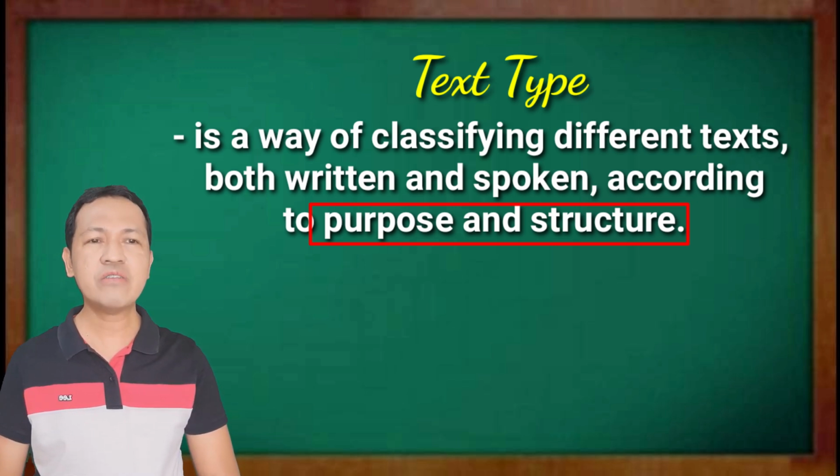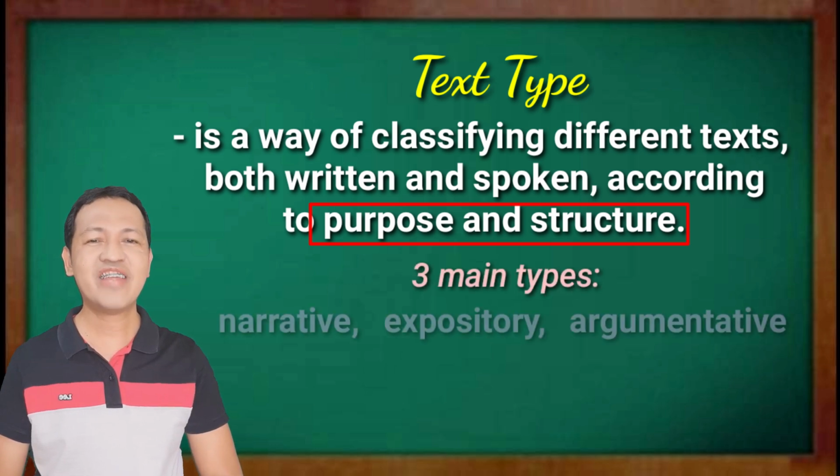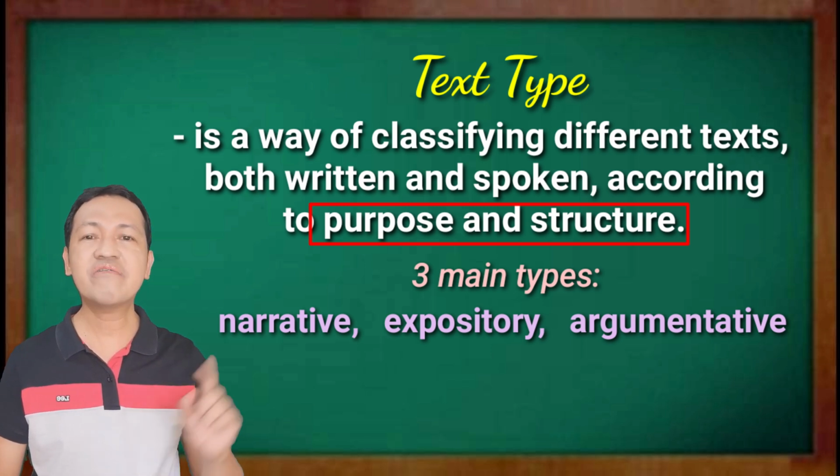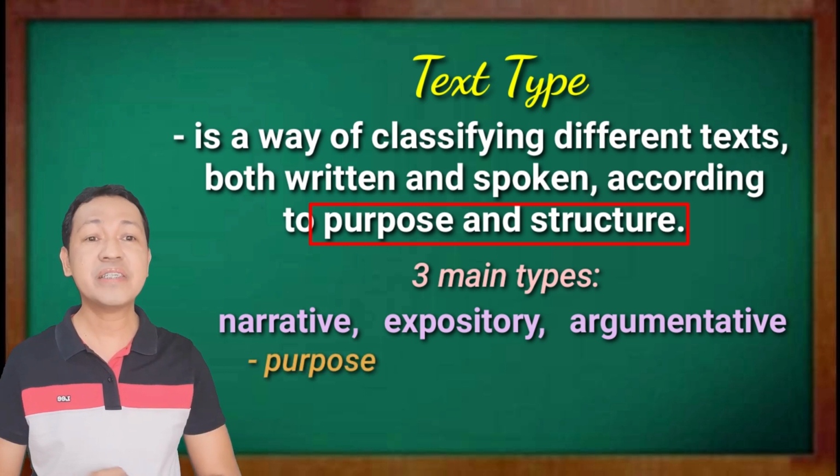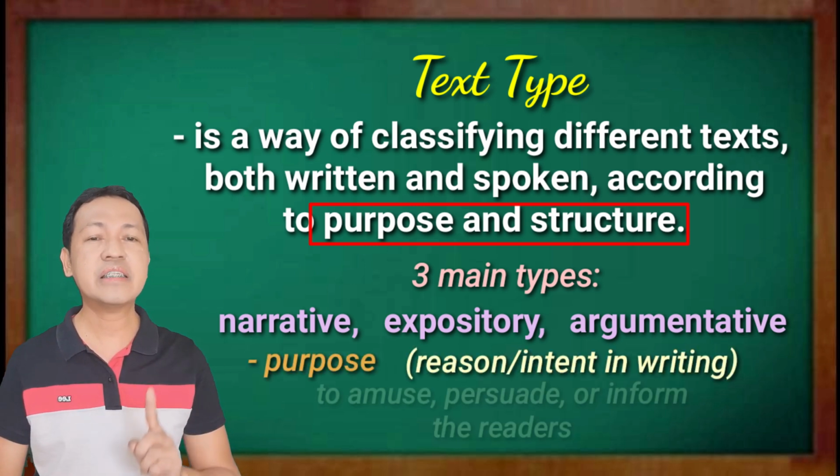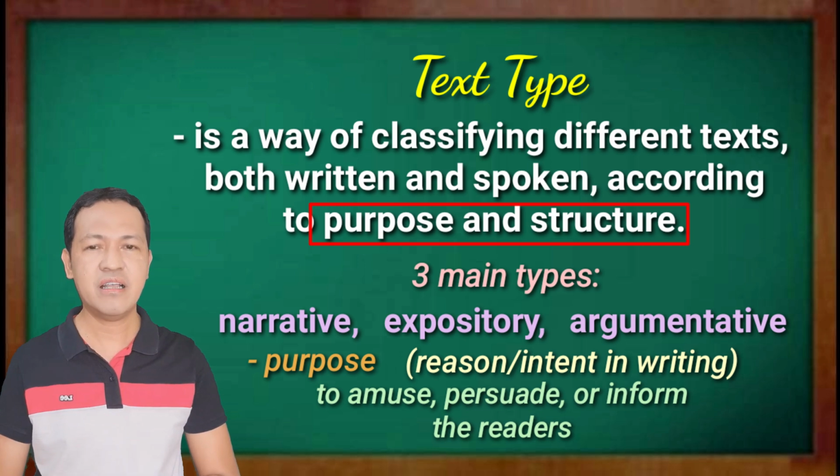One of the most commonly used classifications of text materials includes three main types. They are narrative, expository, and argumentative texts. A good writer, when writing each of these types, has clear purpose in mind. A writer's purpose is his reason or intent in writing. A writer's purpose may be to amuse, persuade, or inform the readers.